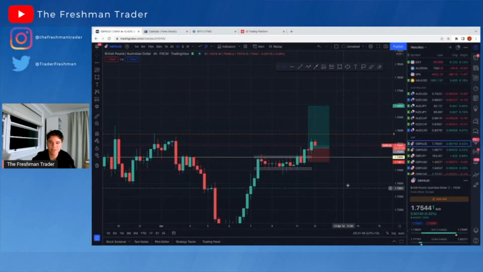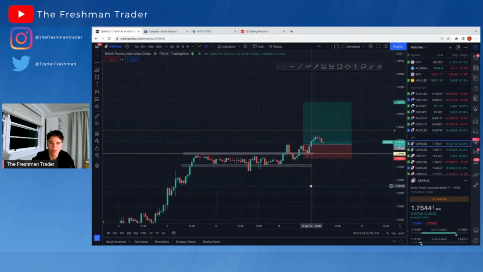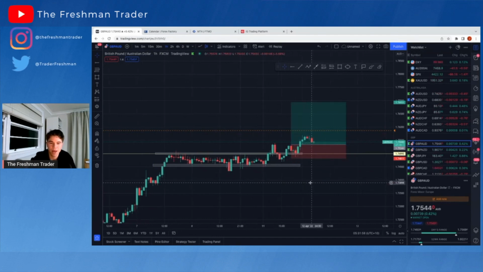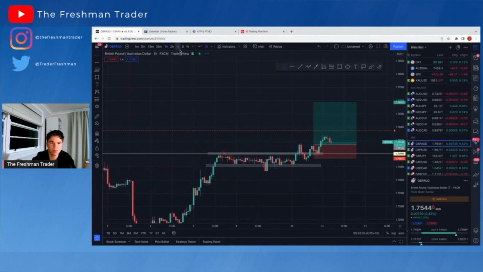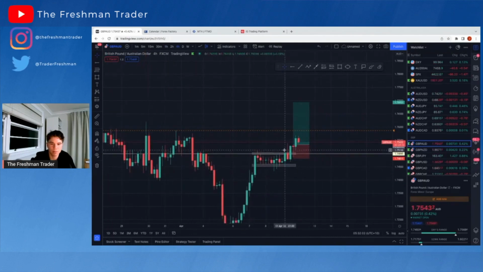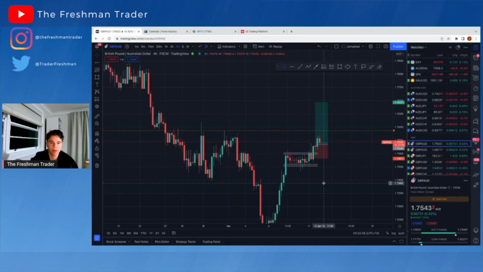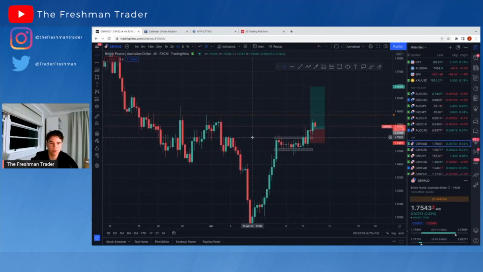We entered this trade on GBP AUD last night at around 12 a.m., I do believe. No, 10. So at 11. And it was a very simple break and retest of the previous higher high structure. Now, it's also just a simple, nice trade.